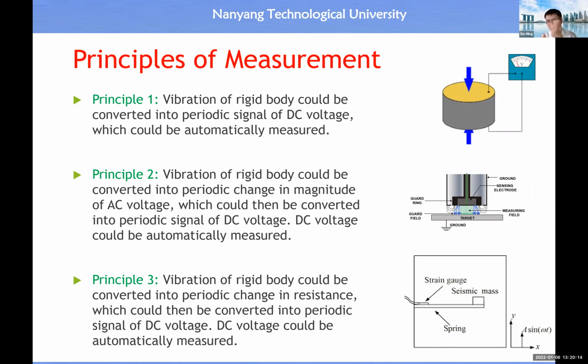Assume here the vibrating body is a metallic body or a conductive material, right? Then this is the way we can convert vibration into AC voltage. Then from AC voltage, we can convert it into DC voltage. Then we can use a microcontroller to measure the DC voltage, right? So this is the second principle, which is also popular in the industry.